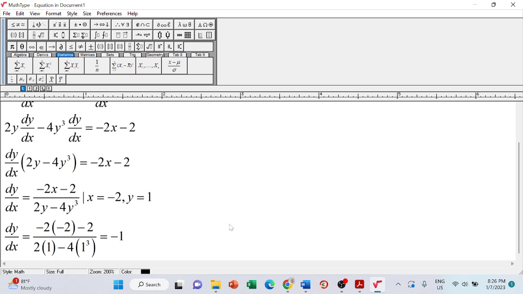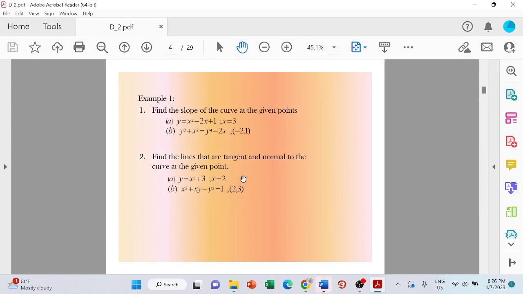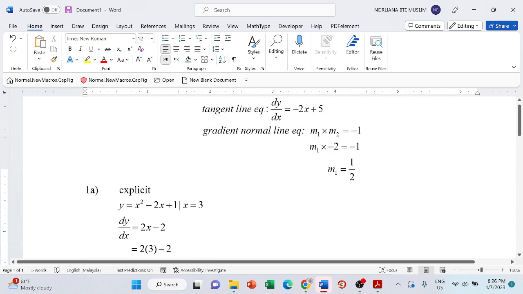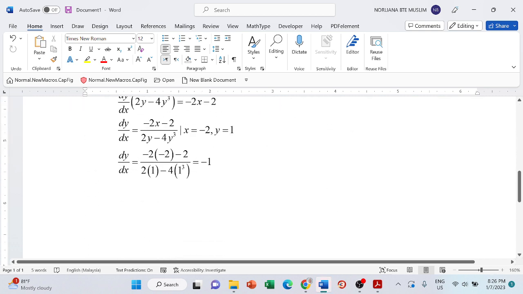Okay. So gradient sini negative 1. That means you punya slope is negative 1. Okay, negative number. There's a meaning. So that is 1b. Later on, our madam will share this function to you in the group later on.